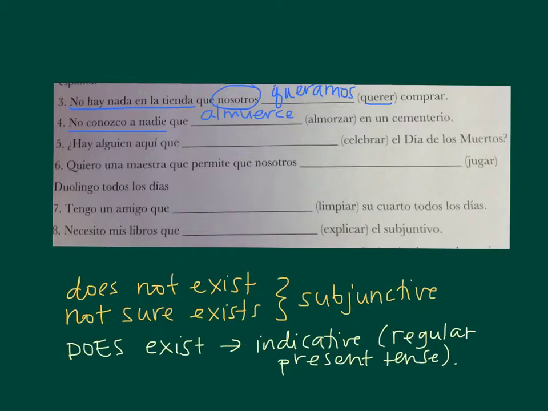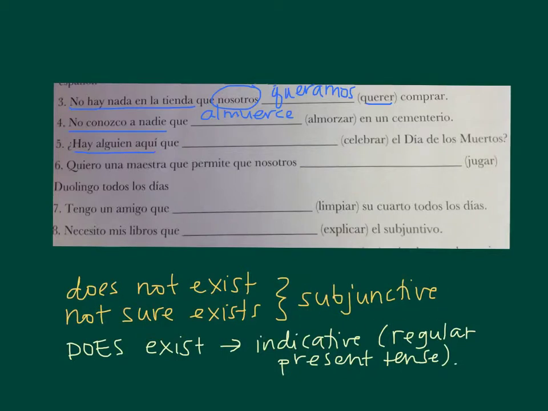Okay, the next one. ¿Hay alguien aquí that celebrates Dia de los Muertos? If I'm asking the question, is there someone here that celebrates Dia de los Muertos? I don't know if that person exists. Okay, I don't know if you're going to say yes or no. I don't know if they exist. Okay, so I'm not sure if they exist. I'm going to be using subjunctive.